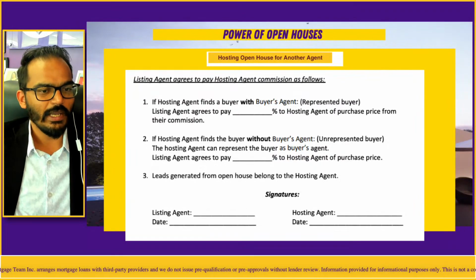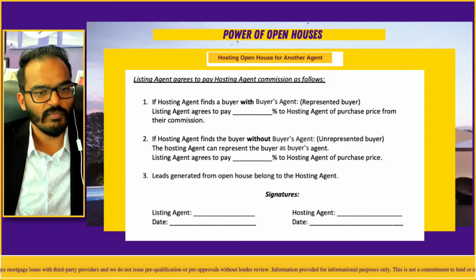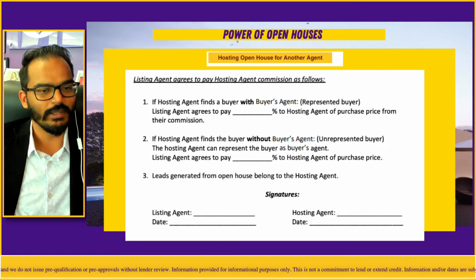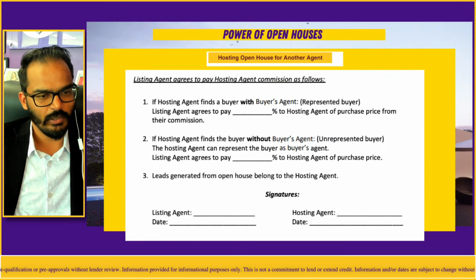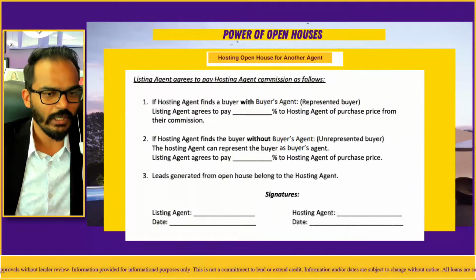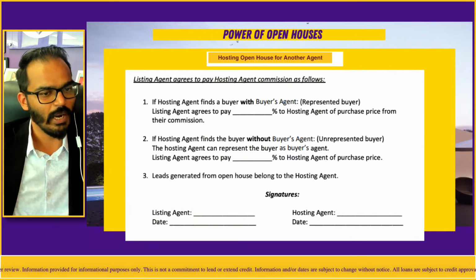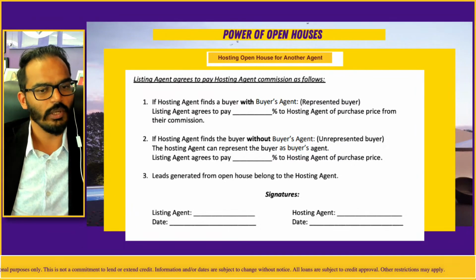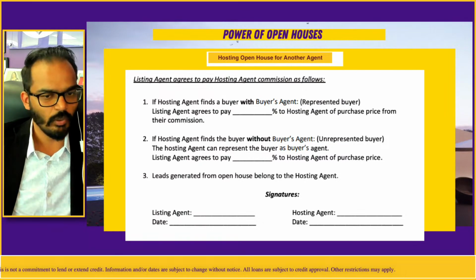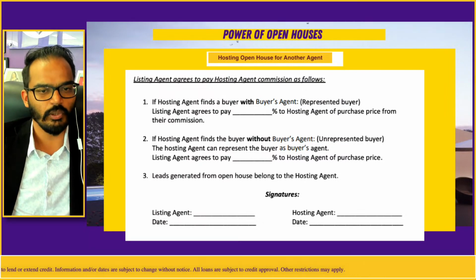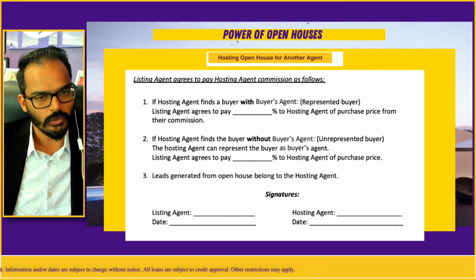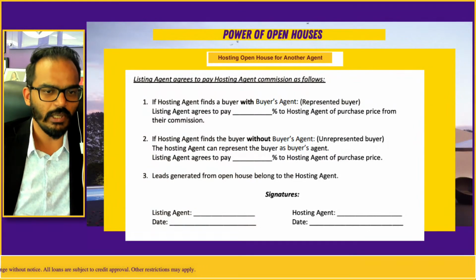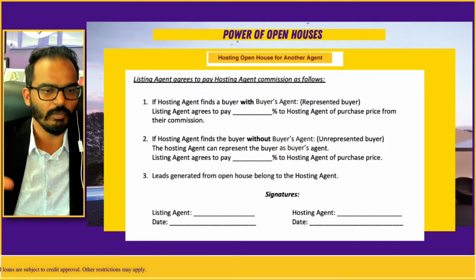Number two is, if the hosting agent finds a buyer without a buyer's agent, so a buyer walks in and the buyer does not have any agent, then your hosting agent can represent the buyer as the buyer's agent and have their own agreement, and the listing agent will agree to X amount. This could be 0, it could be 1, whatever you guys agree on. So you have a buyer that walks in, either they're coming with an agent or they're coming without an agent. If they're coming with an agent, I need to grab some commission from your side.